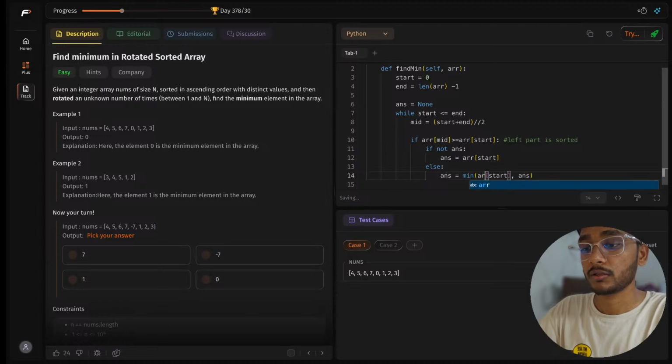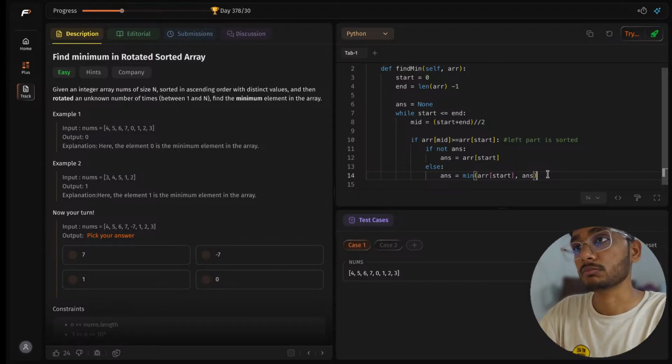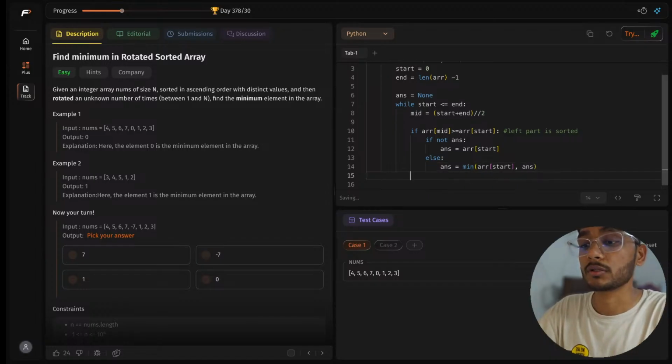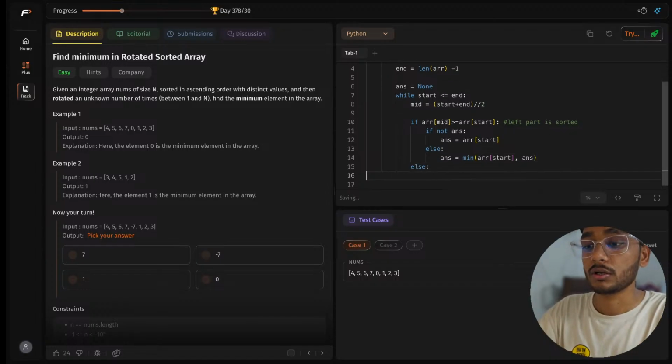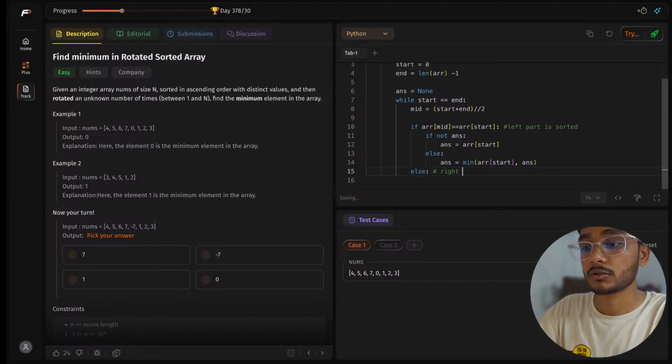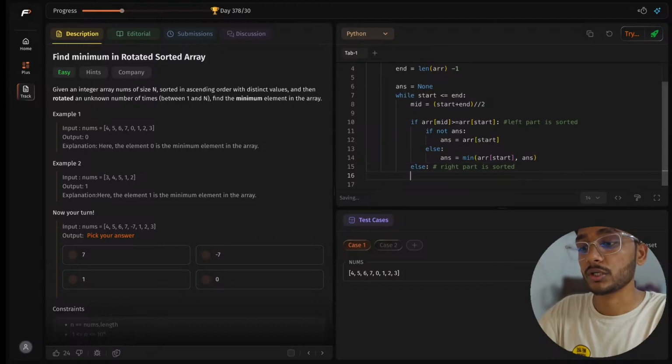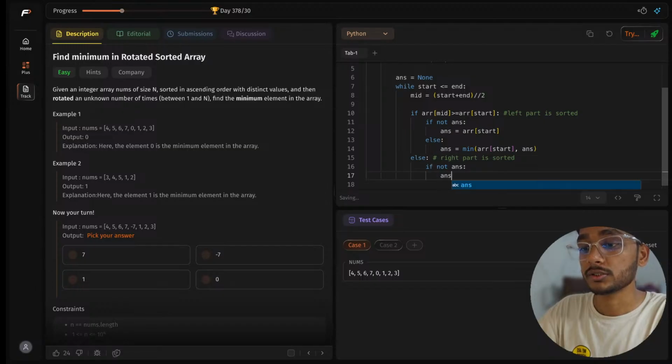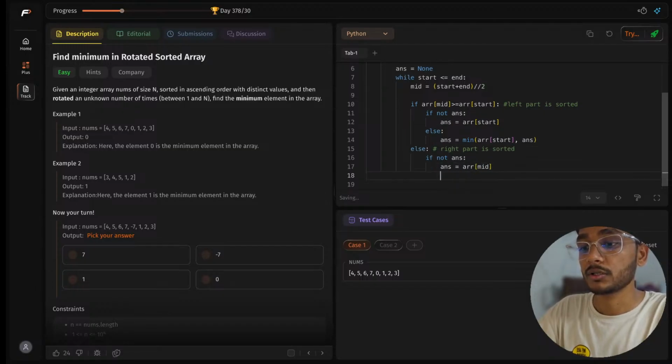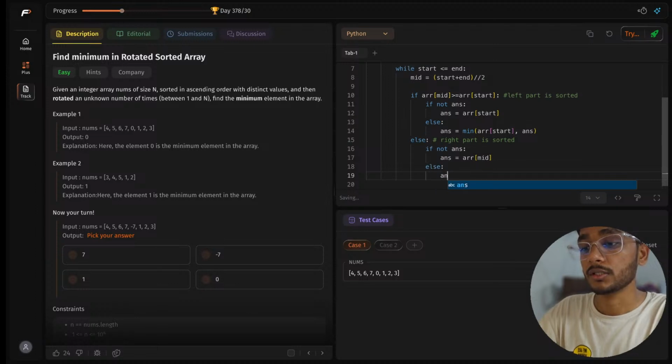Okay, array. I'm curious to know whether so far we got this number, and in the next segment we need to check, compare it. Else, that means the right part is sorted, so we need to check. If not answer, then answer equals array of mid, else answer equals min of answer and array of mid.